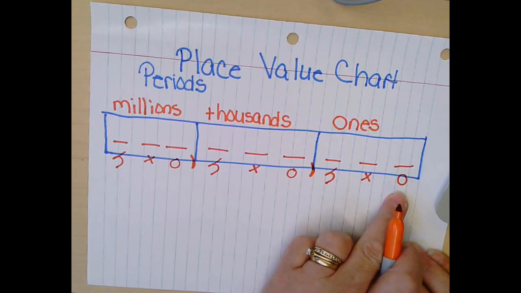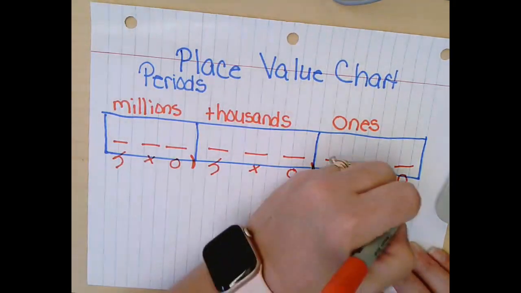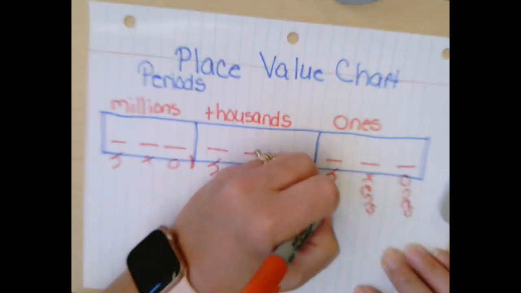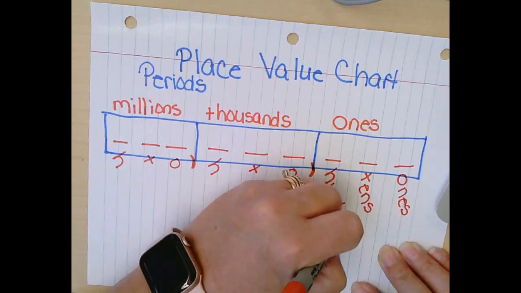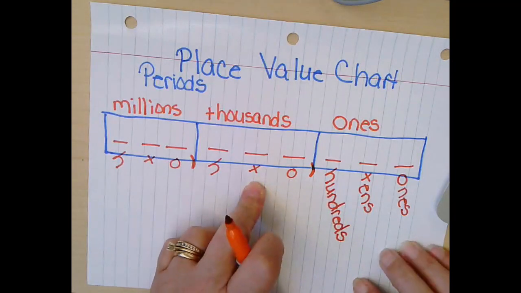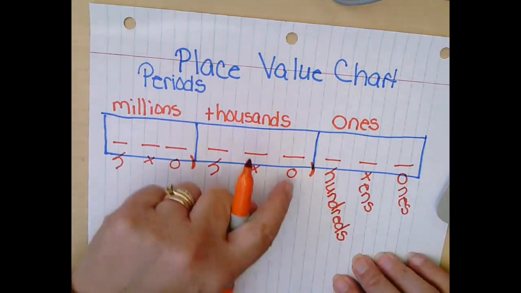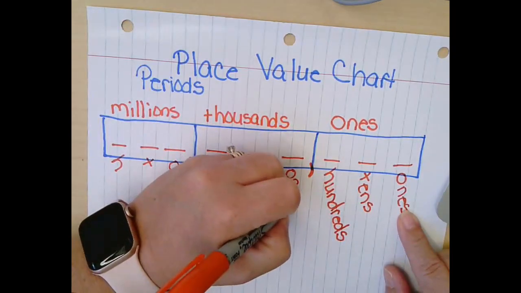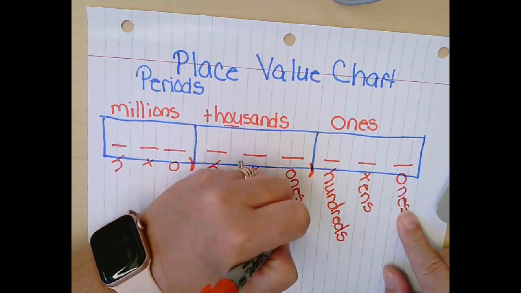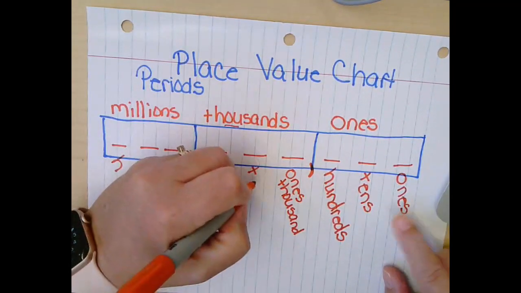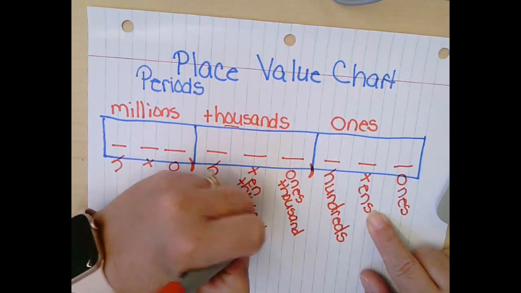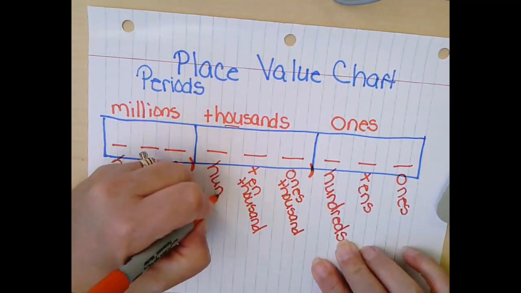Let's move back to the right. And most of you already know this is our ones place. This is our tens place. And this is our hundreds place. Ones, tens, hundreds. When we move into our next period, it's the same. This O stands for ones, but this time we have to include the thousands. This is our 1,000. This is our 10,000. And this is our 100,000.